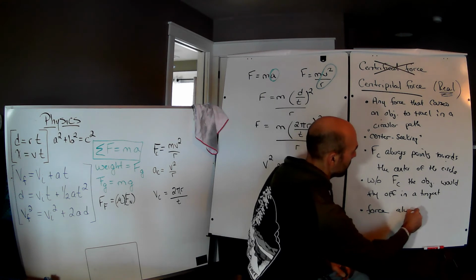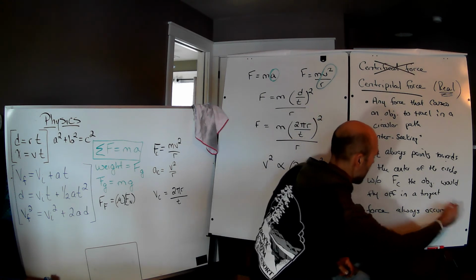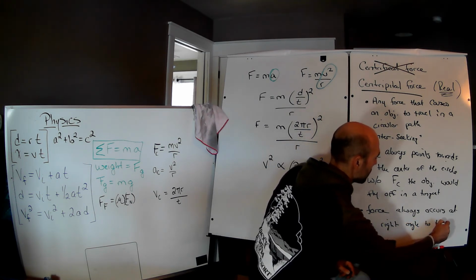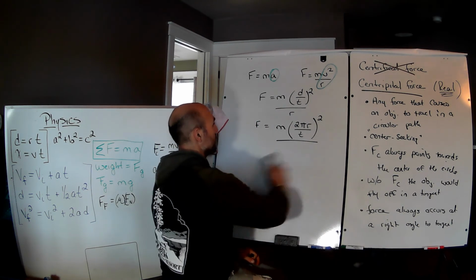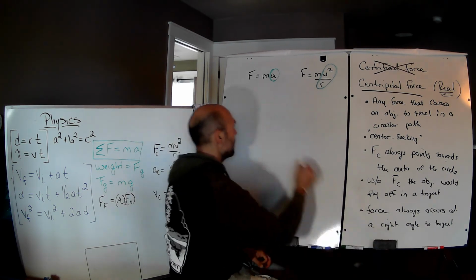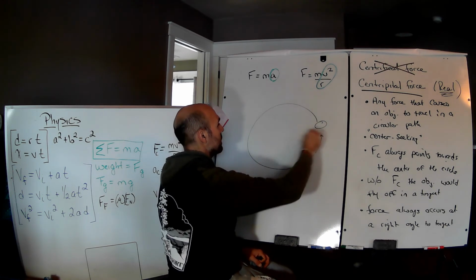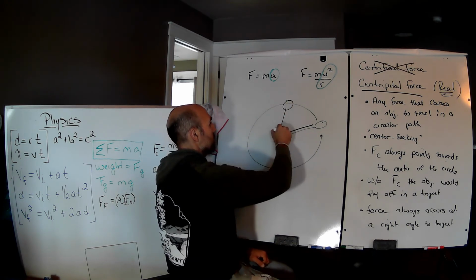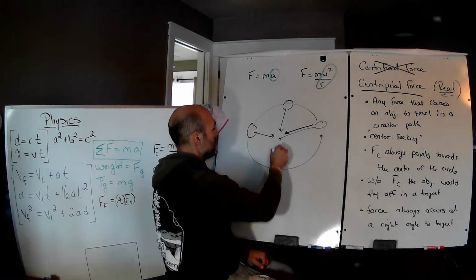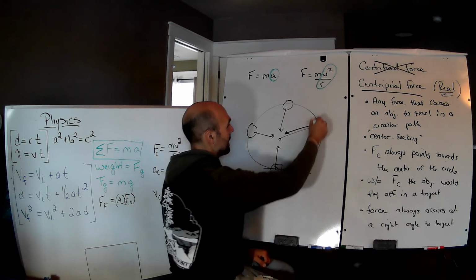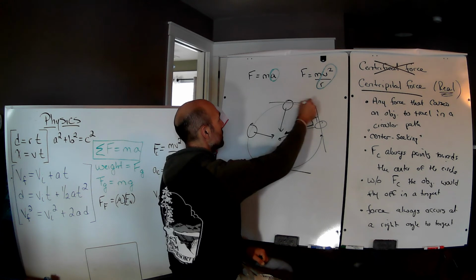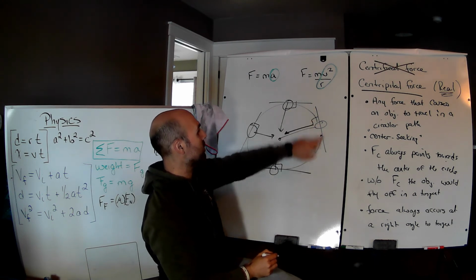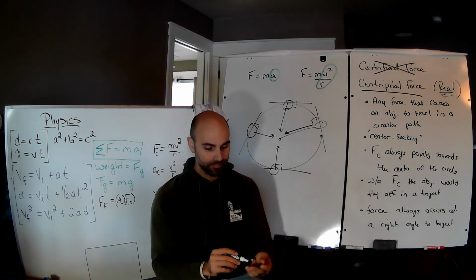Force always occurs at a right angle to tangent. And what that means, I'm going to erase this for 1 second. What that means is if we have this object and it's traveling in a circle and it's attached by a string, the force is always pointing inwards regardless of where it is. But notice, these forces are always at a 90-degree angle to the tangent. Okay, notice they're always at a 90-degree angle to that tangential line.